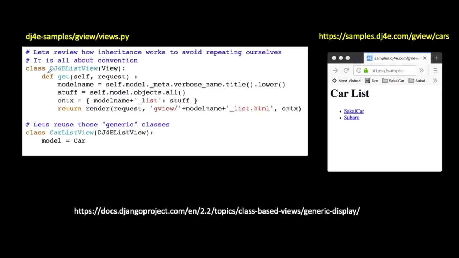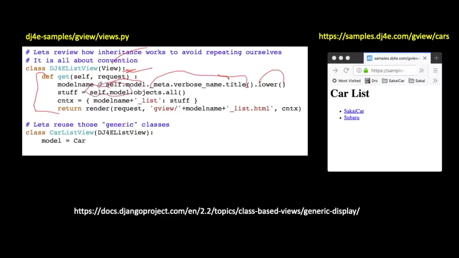So I'm going to make a new class, DJ4E list view, and then I'm going to extend view, and then I'm going to have a get method, and it's going to be all this code. It's looking for a variable called model, and you'll notice that it's not defining model up here because it's intended that this is a class that's going to be reused. So I'm going to say, whatever the model is that's been set up here by the class that's being created while we're extending it, go grab that, convert it to text, get the title of it, and then convert it to lowercase, make that model name.